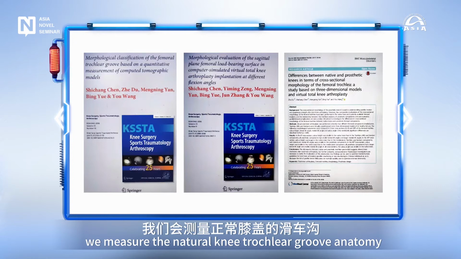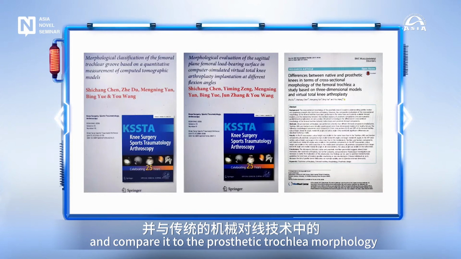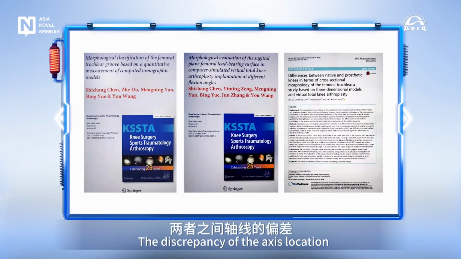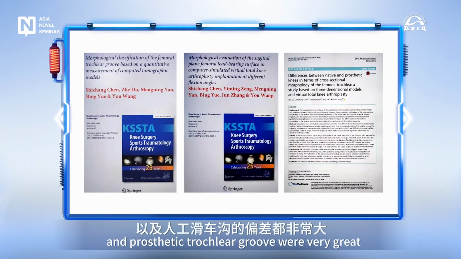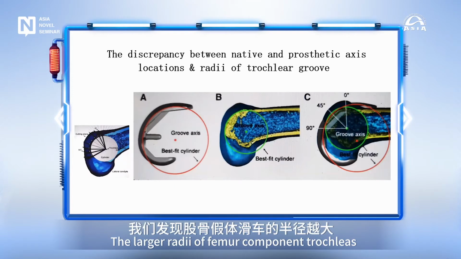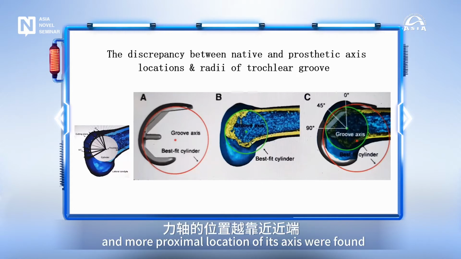In the past, we measured the natural knee trochlear groove anatomy and compared it to the prosthetic trochlear morphologies of the traditional mechanical alignment technique. The discrepancies of the axis location and prosthetic trochlear grooves were very great. A large radius of the femoral component trochlea and a more posterior and proximal location of its axis were found.